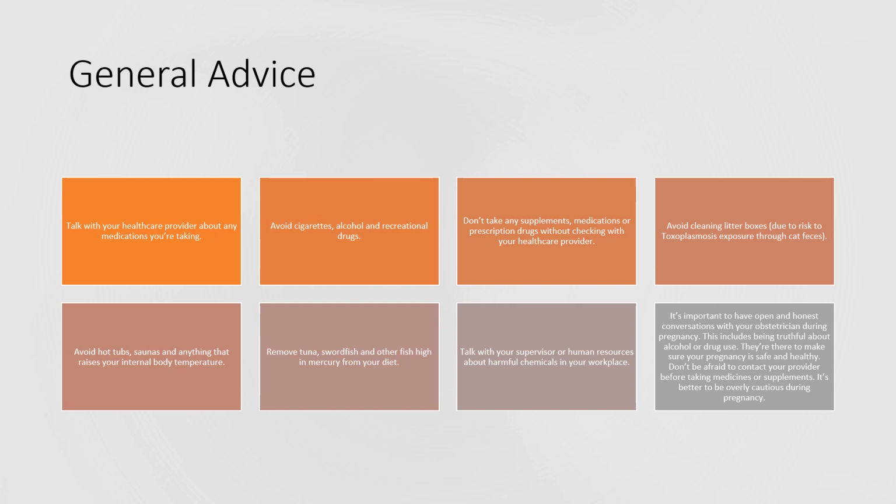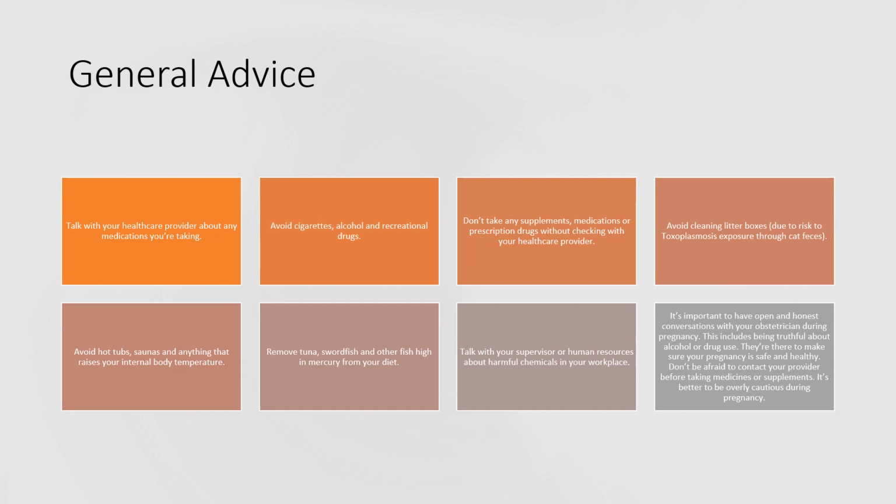Lastly, some general advice. Talk to your healthcare provider about any medications you're taking. Avoid cigarettes, alcohol, and recreational drugs. Do not take any supplements, medications, or prescription drugs without checking with your healthcare provider. Avoid cleaning litter boxes due to the risk of toxoplasmosis exposure from cat feces, which has been linked to teratogenicity. Avoid hot tubs, saunas, and anything that raises your internal body temperature. Remove tuna, swordfish, and other fish that may be high in mercury from your diet.